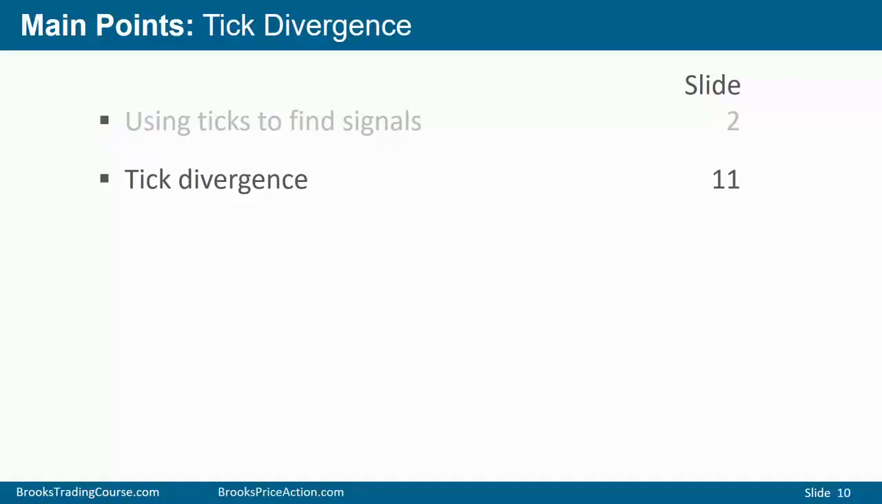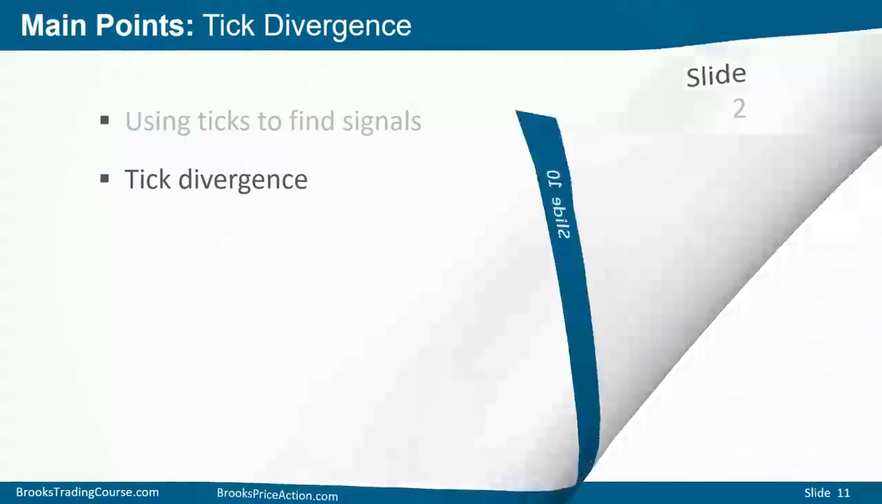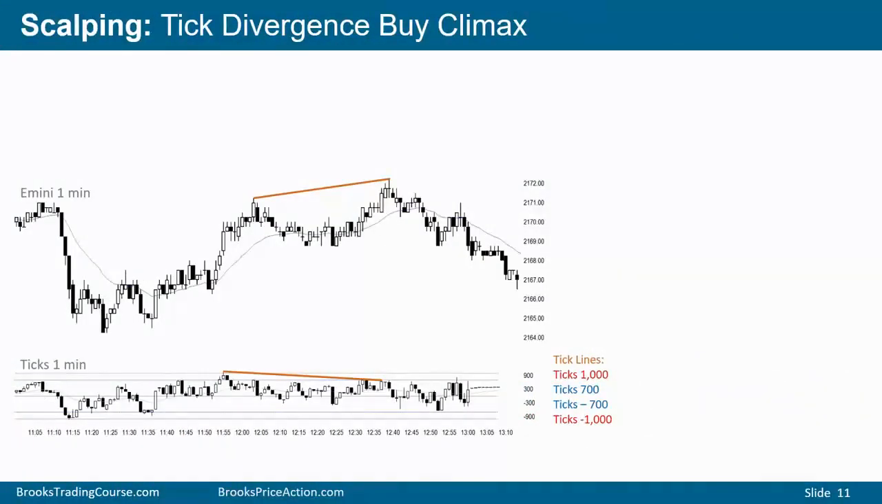I mentioned tick divergences a moment ago. I'm going to talk a little bit more about that now. Stock market is rallying, E-mini 1 minute chart. We have a new high in price, but look at this. Ticks hit 1,000 over here, and we have a new high in price and a lower high in ticks.